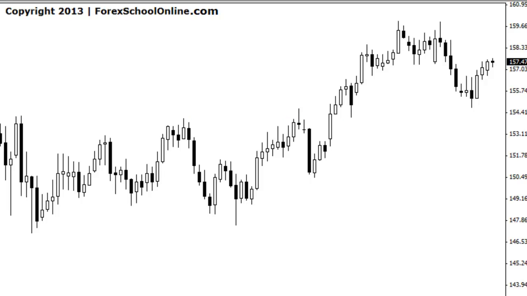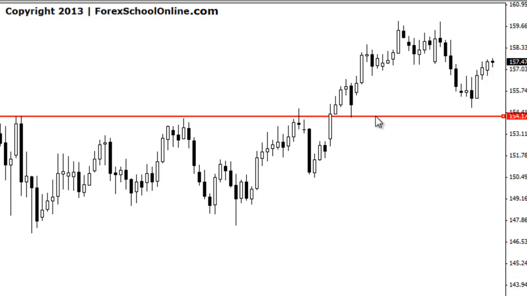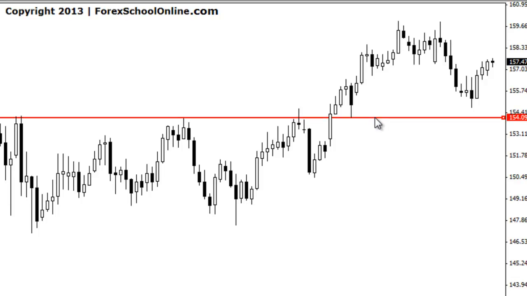What I mean by this is, with candle wicks, let me just put this level in place. Here we go. We can learn a lot from price not being able to close above or below an area, and then price being able to close above and below an area.